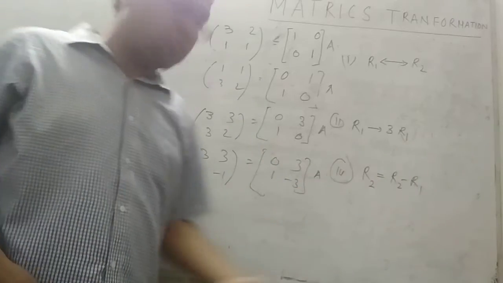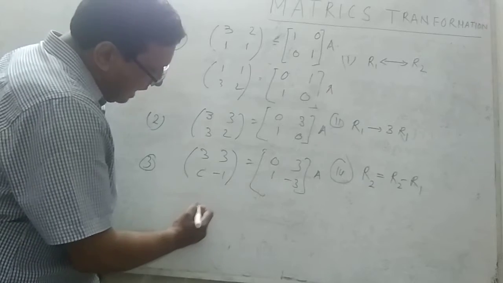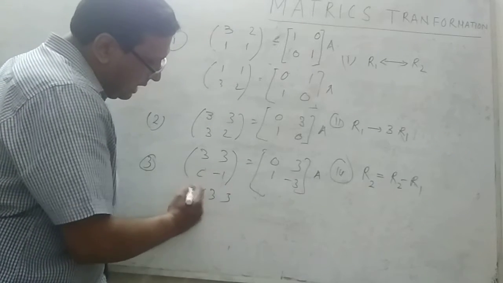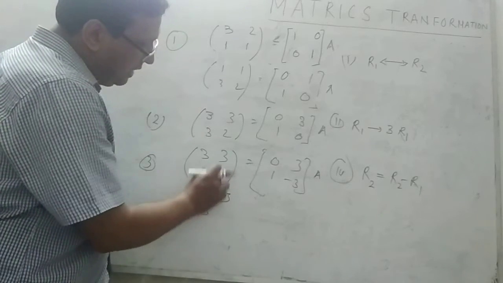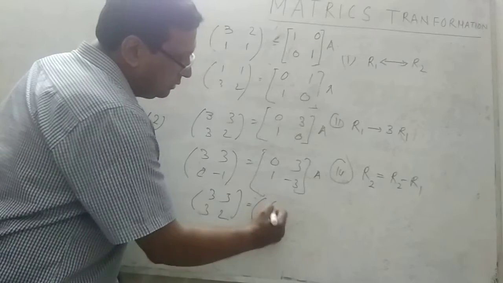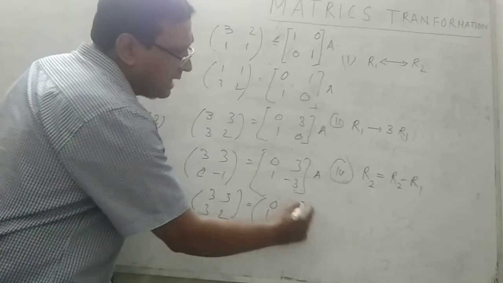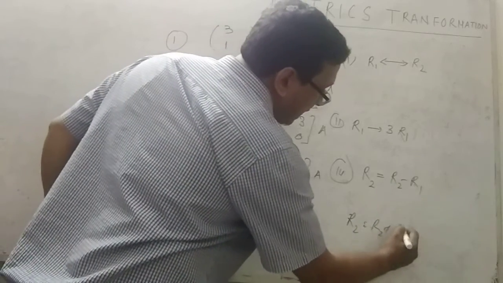I can also add. If I want to add this row, I can write 3, 3. Here this R2 I can write 3 plus 0, 3, and here it is 3 minus 1, 2. If I want, I can do it. And here also 0 plus 3, 3, 0 plus 1, 1, 3 minus 3, 0. Here R2 is equal to R2 plus R1.